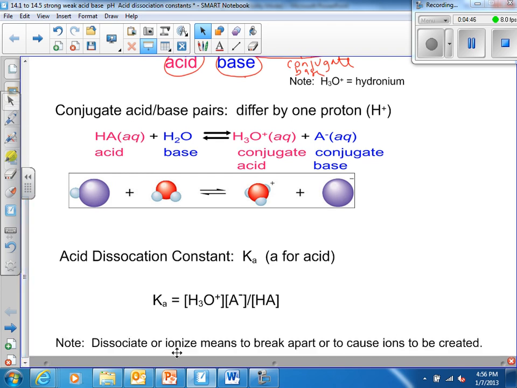Okay, just a note here, when you see this word dissociate or ionize, we're talking about breaking apart or to cause ions to be created. So we will talk about the dissociation constant. Later we will talk about percent dissociation, and you need to know what that means.